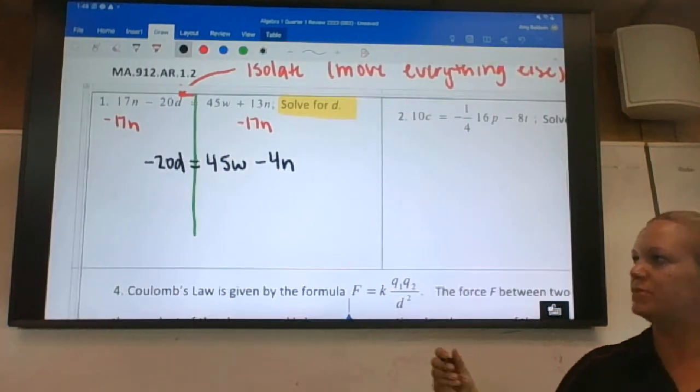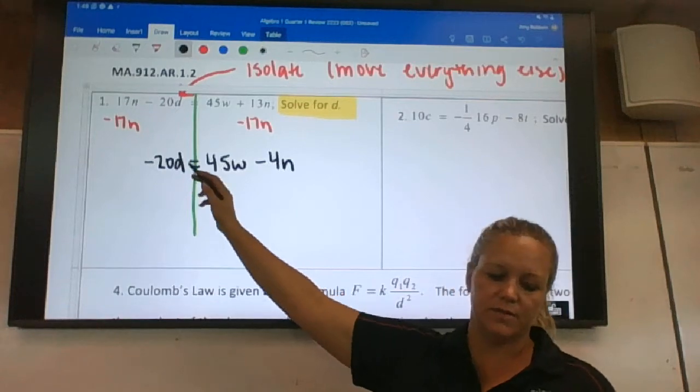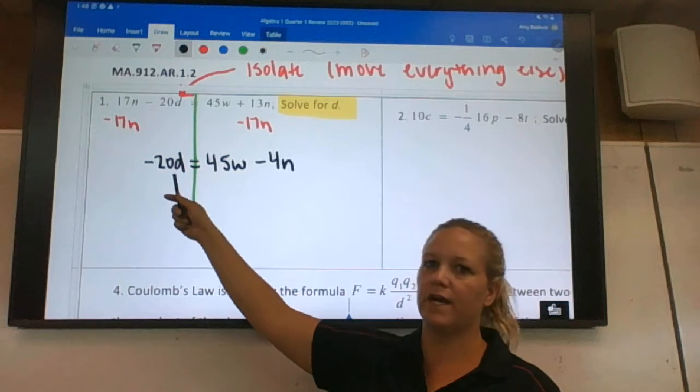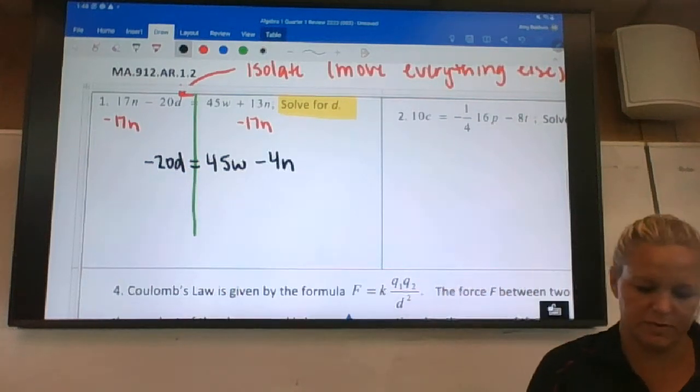So now, again, I'm just trying to get this letter D alone. And so this is multiplication. So I'm going to divide both sides of the line by negative 20.